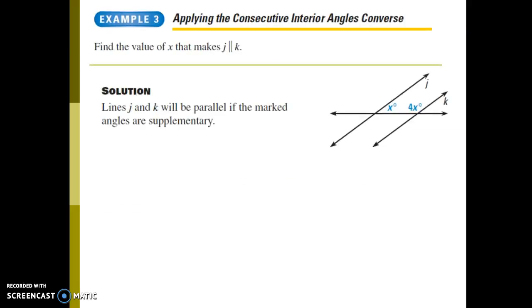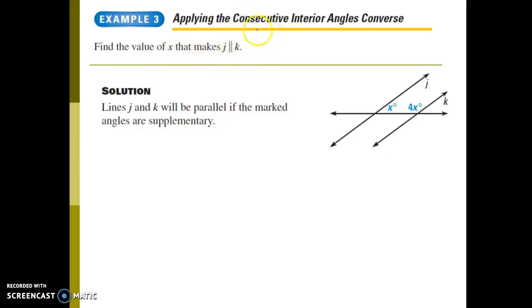The other type of problem we can have here is we can be asked which values would make the lines parallel. In this case, we're looking at consecutive interior angles. We know that if consecutive interior angles are supplementary, that would make lines J and K parallel. So the question is asking me to find the value of X that makes J parallel to K.